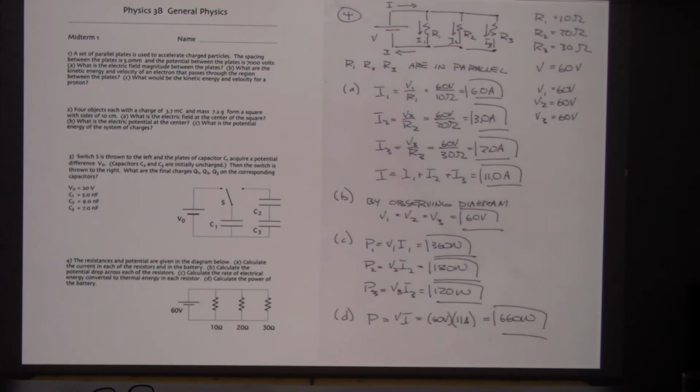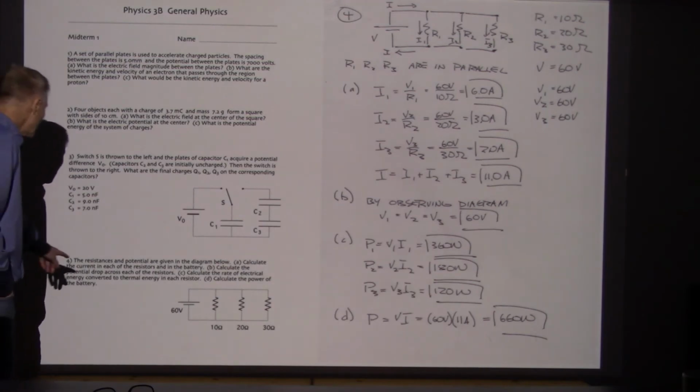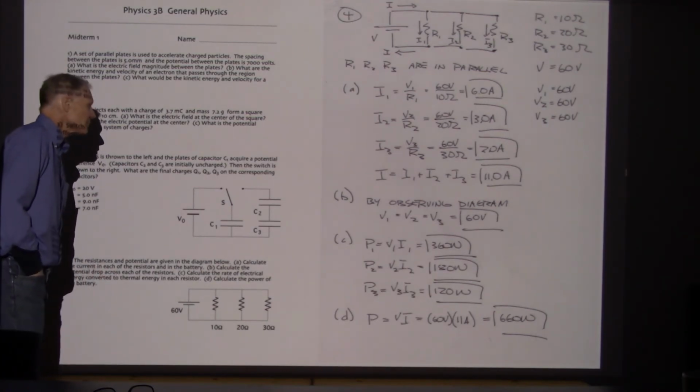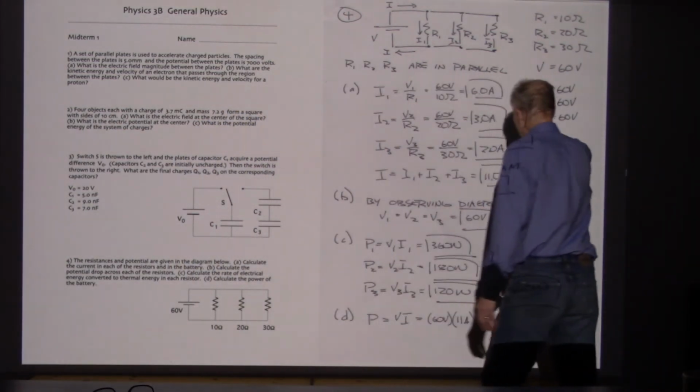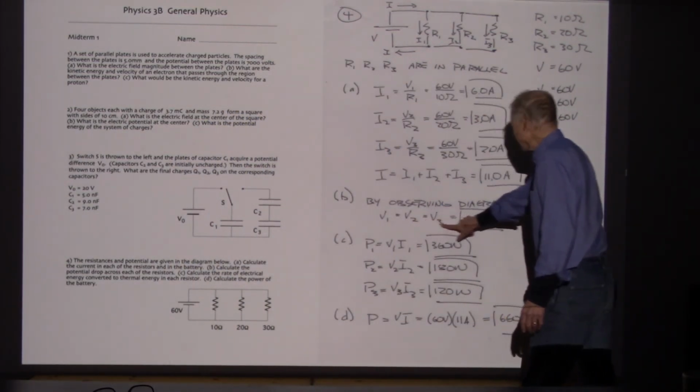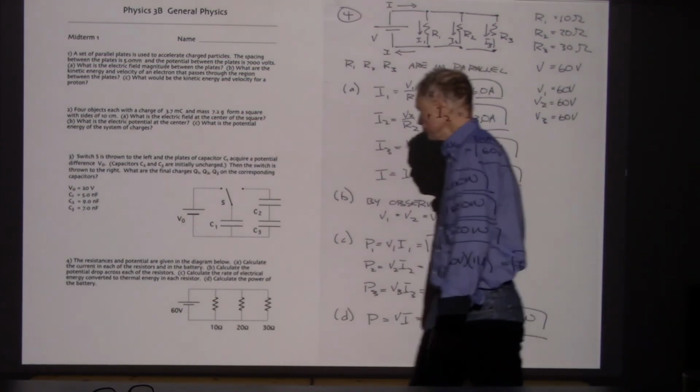And then calculate the potential drop. So how much voltage is there across each of the resistors? That's just from the diagram, right? By inspection of the diagram, they're each getting 60 volts.